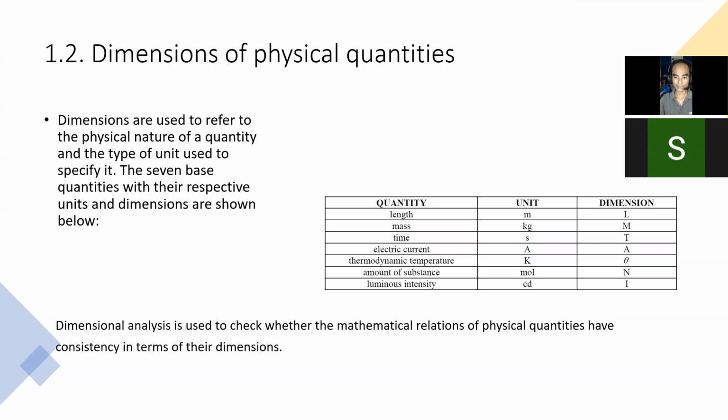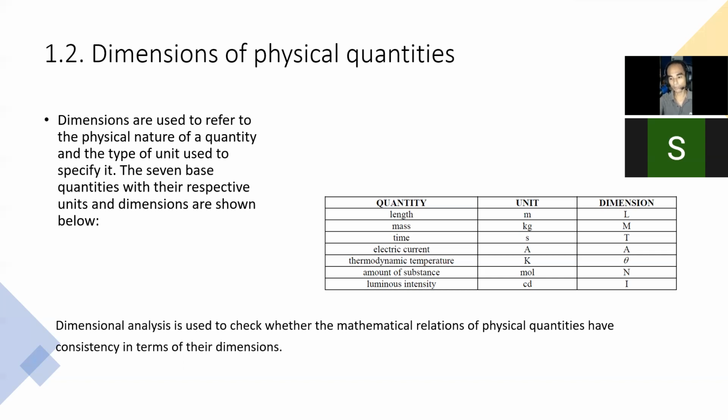The mass unit will be kilogram and the dimension is big M. Time unit is second, and the dimension for time will be big T. Later on you will deal with temperature, and some students will be confused whether T is for time or for temperature. The big capital T is for time, not temperature. Electric current is A, with dimension big capital A.